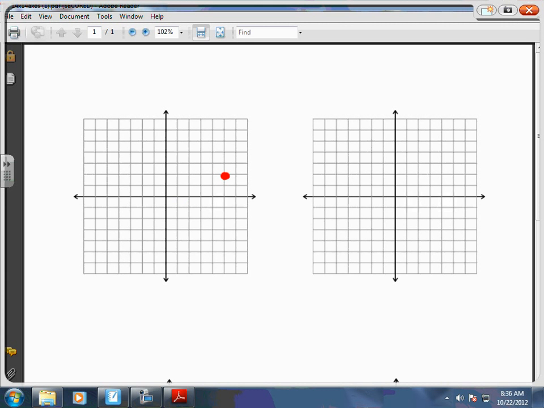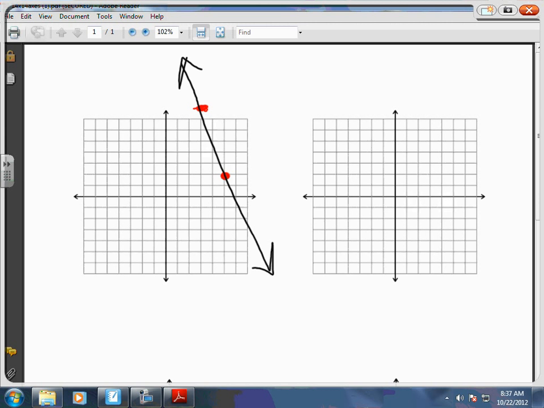Okay. What's my other point? 3, 8. 1, 2, 3, 4, 5, 6, 7, 8. That'll be about right here. Those are the 2 points. Now, when I connect the points, I get my line. The slope is the angle that this line goes up or down. This line's going down from left to right, so it's negative.